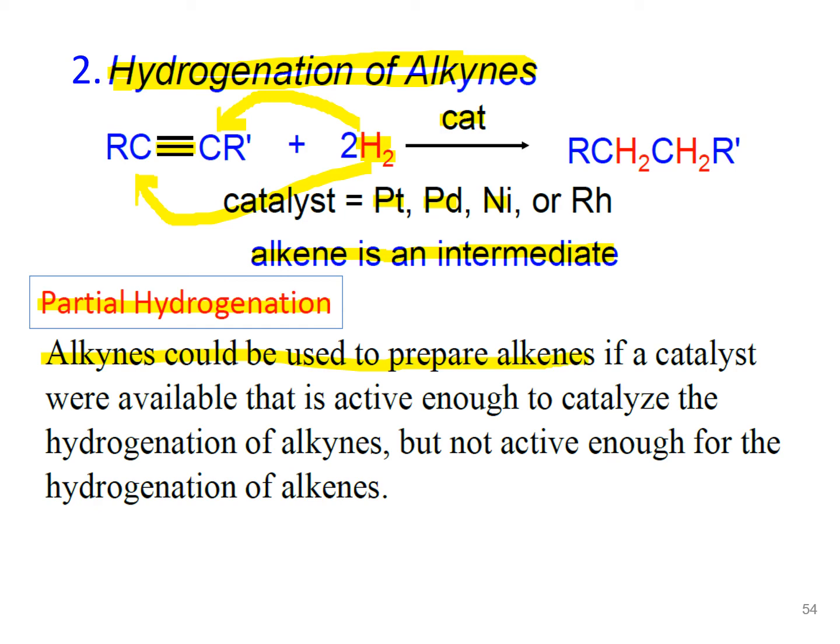If a catalyst were available that is active enough to catalyze only the hydrogenation of the alkynes, but not active enough for the hydrogenation of alkenes, then it's the concentration of the catalyst or its activity basically which determines whether we get an alkene or whether we are going to get an alkane as the final product. If the reaction stops at the alkene, we call this partial hydrogenation of the alkyne.